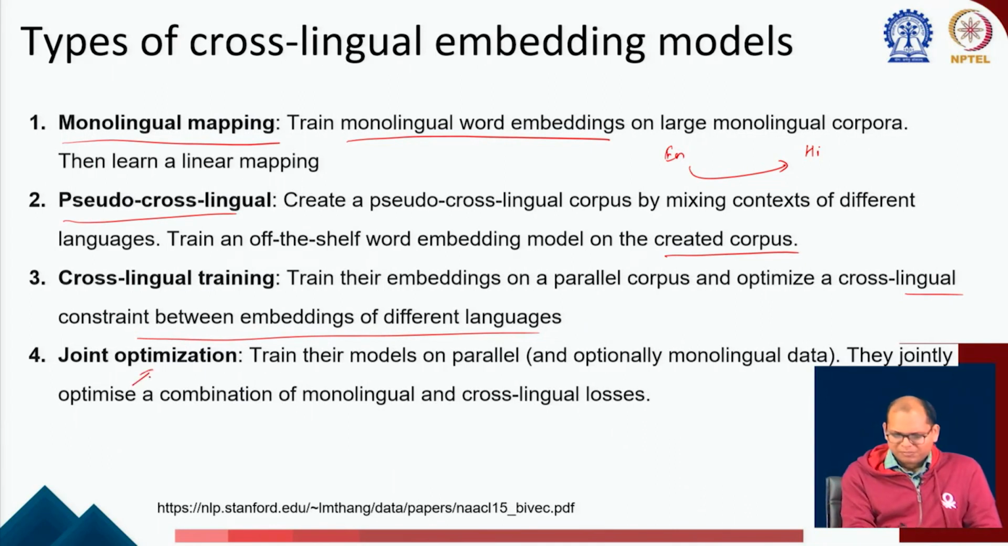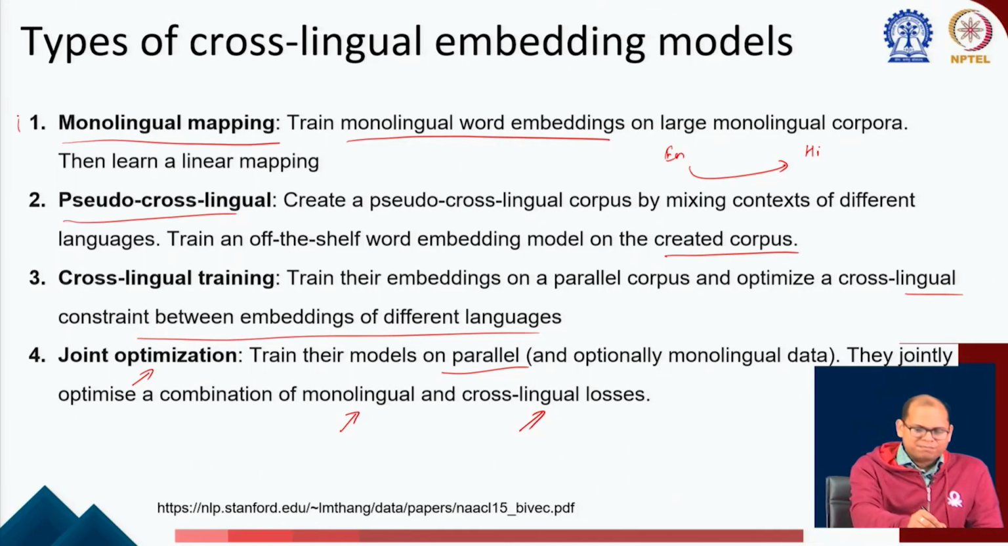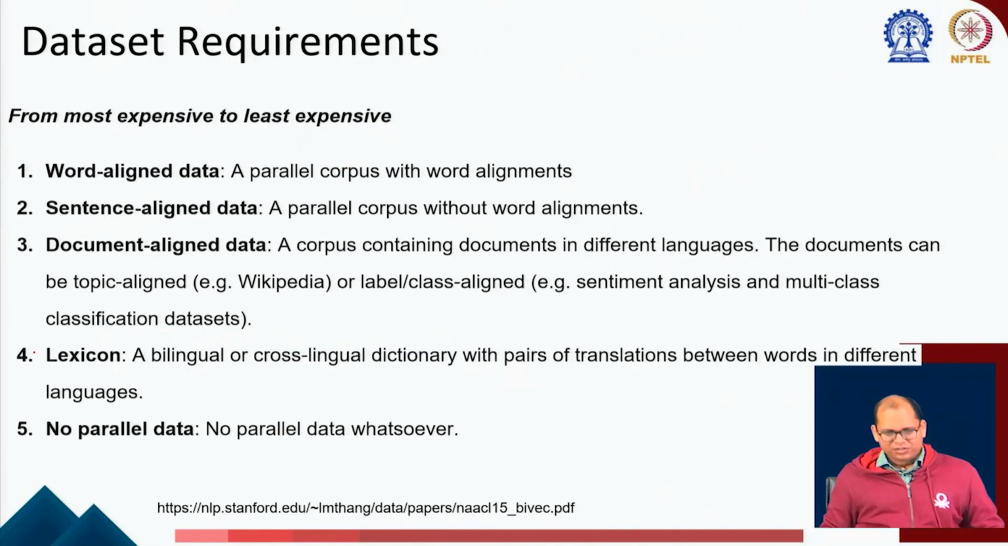And you can also do joint optimization, where you have some parallel data, but you also have some monolingual data, and you jointly optimize a loss function that is a monolingual loss plus a cross-lingual loss. So this is another kind of method, and we will see examples for all the different kinds of methods. And of course, in the literature so many works have happened on learning these cross-lingual representations. Now, what is important to note is what kind of data would I need, right? And this data requirement may vary depending on the method.